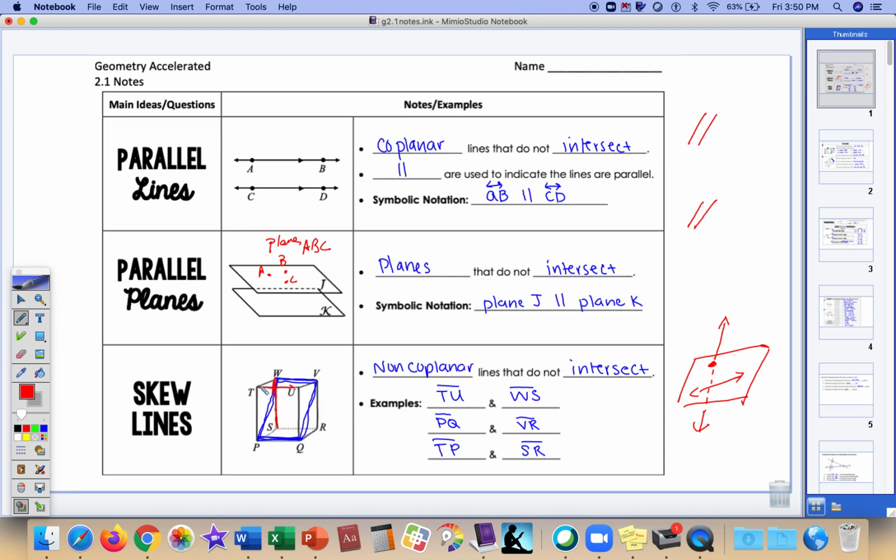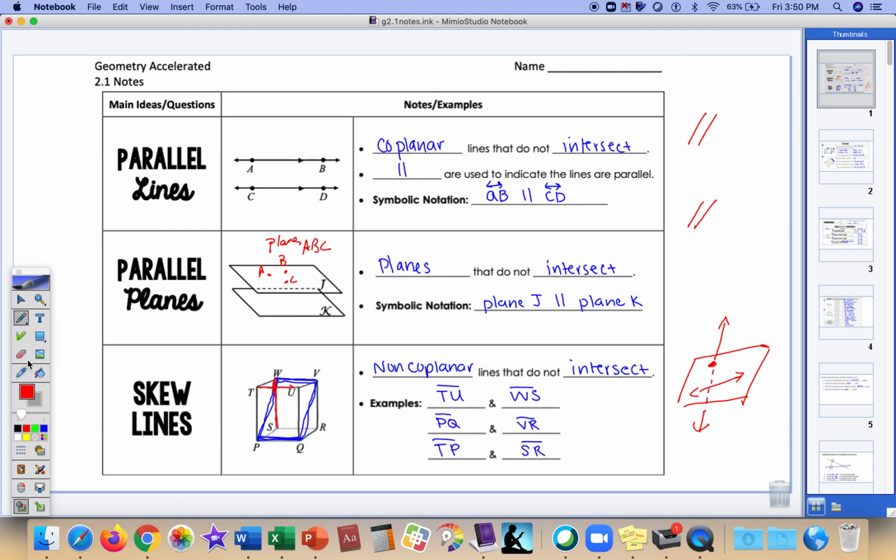Because think of the box. The TU is on the outside and the WS is back further. So they are not going to intersect, but they're not on the same plane. There's no way to connect those 4 points and make a plane.